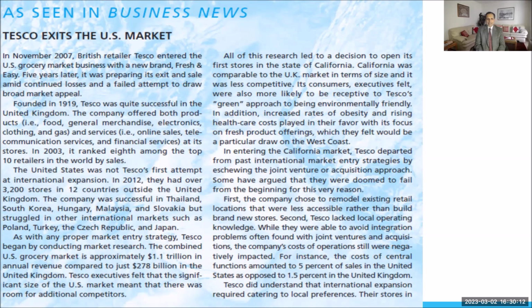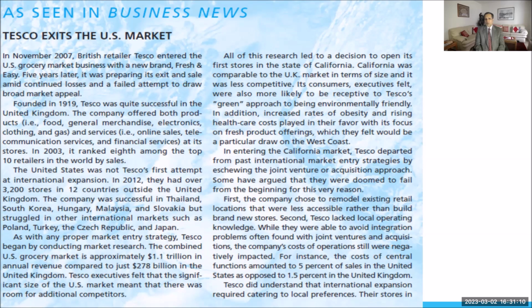Tesco executives felt that the significant size of the US market meant that there was room for additional competition in the United States. All of this research led to the decision to open its first store in the state of California. California was comparable to the UK market in terms of size, and it was less competitive. Its consumers, executives felt, were more likely to be receptive to Tesco's green approach to being environmentally friendly. In addition, increased rates of obesity and rising healthcare costs played in their favor with the focus on fresh product offerings, which they felt would be a particular draw on the West Coast of the United States.